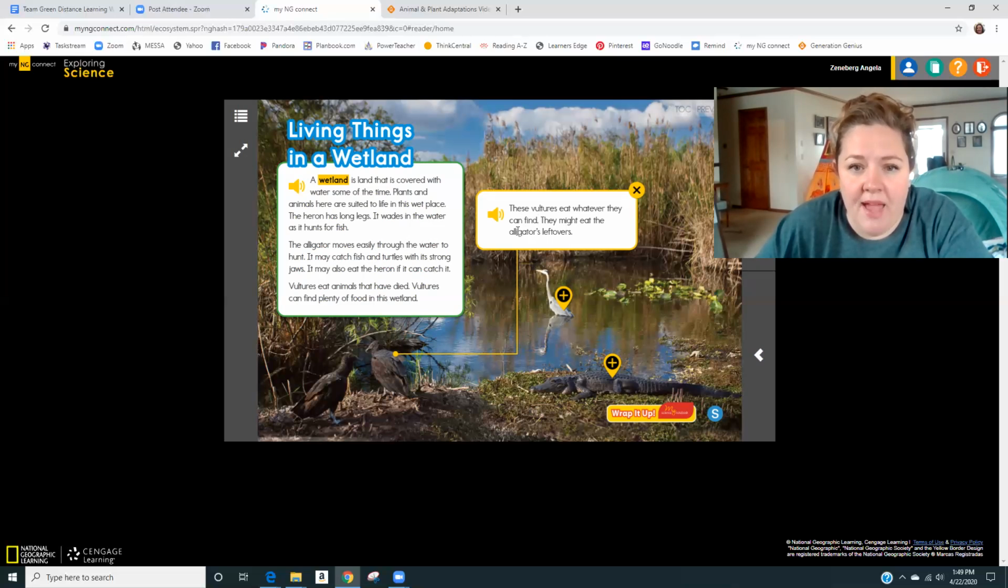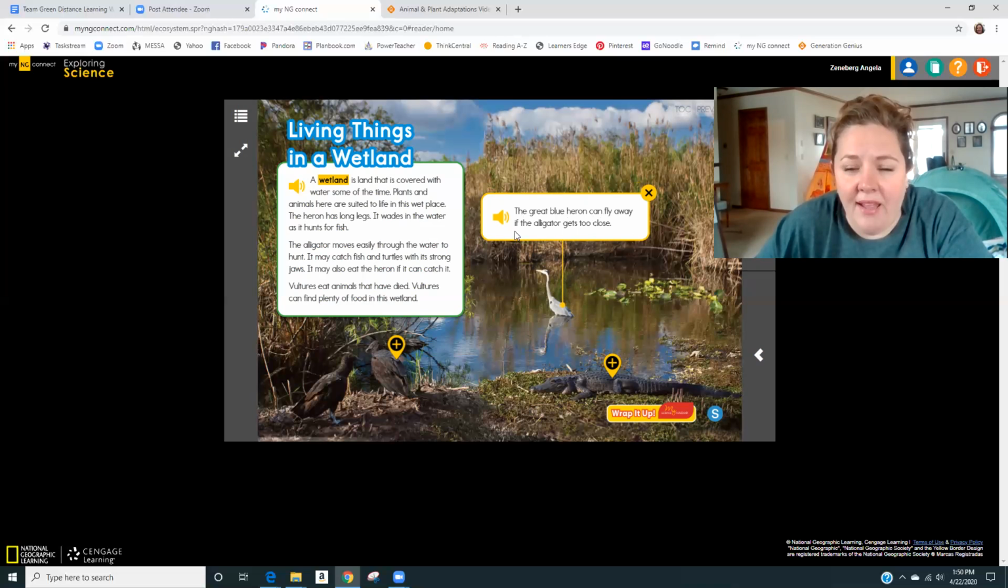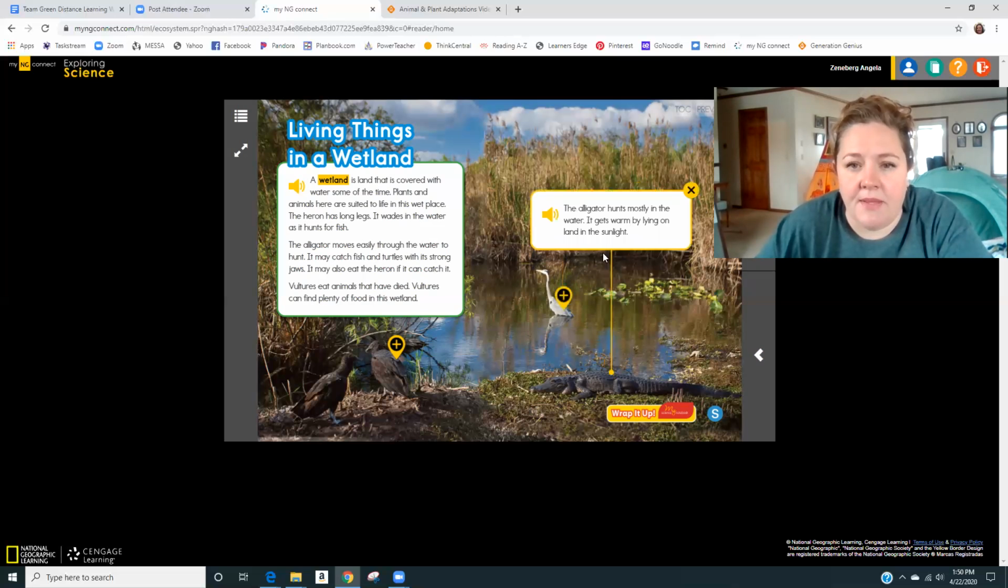These vultures eat whatever they can find. They might eat the alligator's leftovers. Look on the heron here. It says the great blue heron can fly away if the alligator gets too close. That's one of the ways that it can protect itself. Let's see what it says about the alligator. The alligator hunts mostly in the water. It gets warm by living on land in the sunlight.